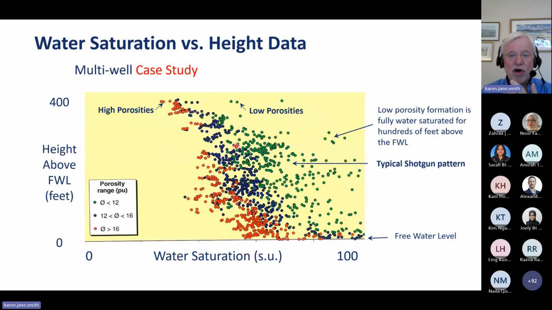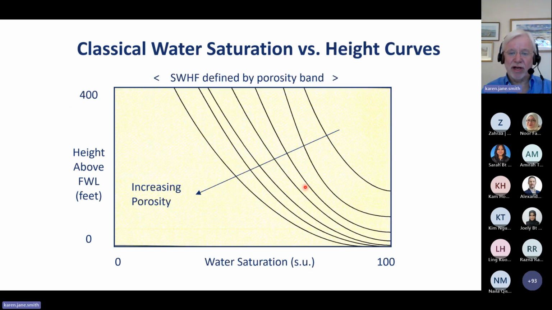Now, as you move through the blue, the lower porosities, to the very low porosities, the data moves to the right, and more importantly, it is offset. So in a low porosity formation, the formation can be fully saturated for hundreds of feet above the free water level. So the challenge is we need to be able to describe this so we can put it into our reservoir model. So this is what has been done historically.